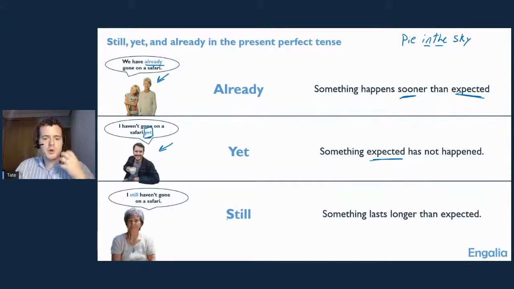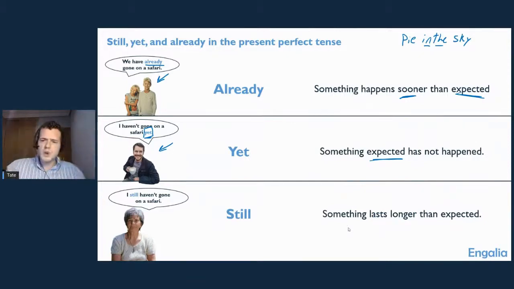The last one here is the word still. And we have our elderly woman, and it says, I still haven't gone on a safari. And this one we use to say that something lasts longer than expected. Maybe she expected or she thought she would go on a safari when she was younger. But now she's in her 60s and she still hasn't gone on a safari. 60s, 70s, she still hasn't done it. So it's lasted longer than expected.